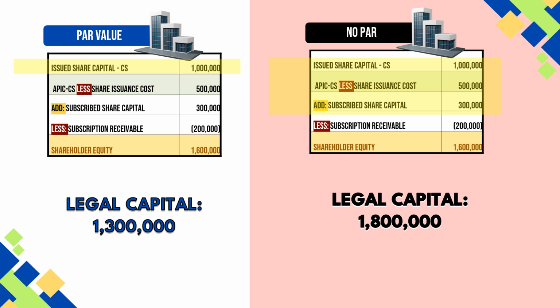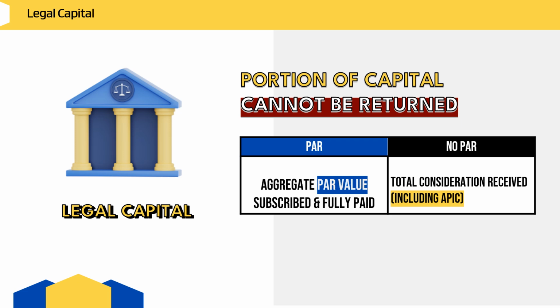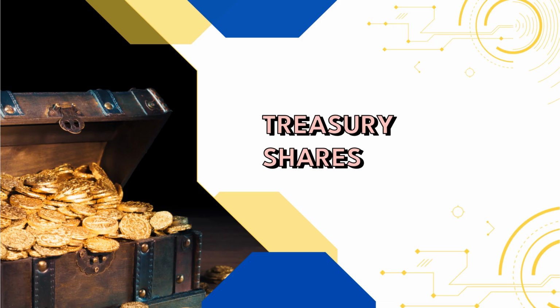So again, if I ask you, what is the equity prohibited from distributing? The answer is, Corporation A, they're prohibited from giving back 1.3 million, which represents the par value of their share capital and subscribed share capital. And for the no par, it's 1.8 na may kasamang APIC for this particular scenario. So these are your types, a portion of capital that cannot be returned. Right? So again, aggregate par value.